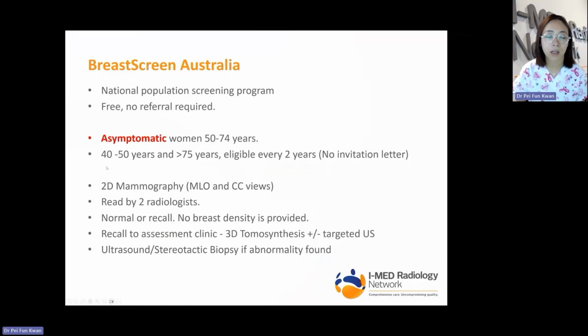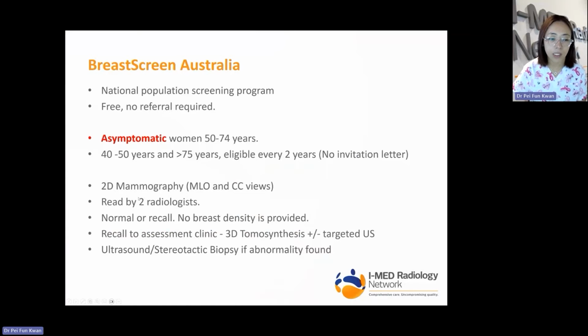However, patients 40 to 50 years of age and more than 75 years of age are eligible for a 2-yearly mammogram. They just don't get a reminder letter to come to have their screening done. But they can turn up if they would like to have it done.